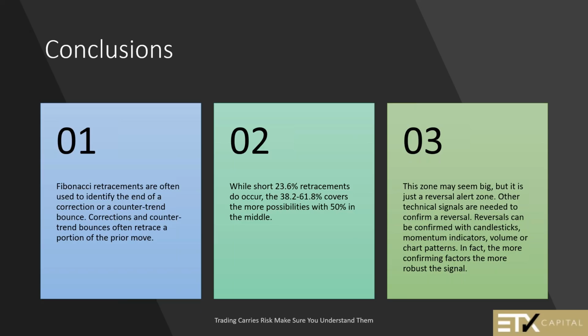So remember, while 23.6 retracements do occur, it's the 38.2 to the 61.8 that covers most of the possibilities, with 50% in the middle. This zone may seem big, but it is just a reversal alert zone. Other technical signals are needed to confirm a reversal. Reversals can be confirmed with candlesticks, momentum indicators, volume, and chart patterns. In fact, the more confirming factors, the more robust the signal.